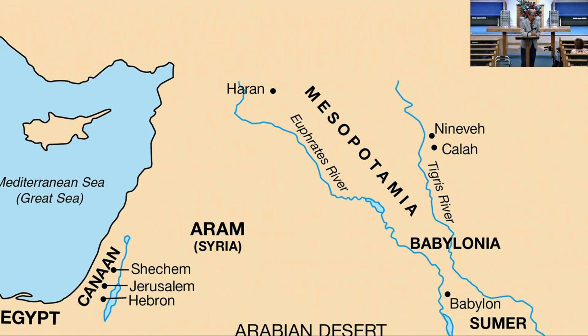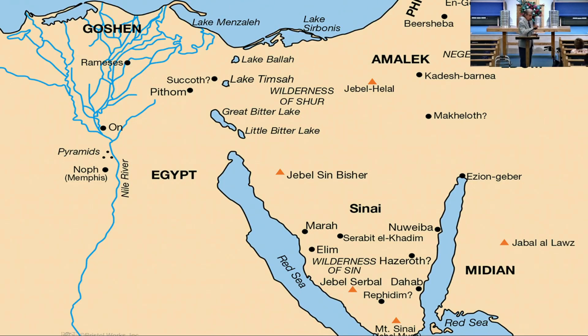Let's look at that map of Egypt. Yes, this is it right here. There's the land of Goshen where the Jews were allowed to settle. Look how fertile that is.